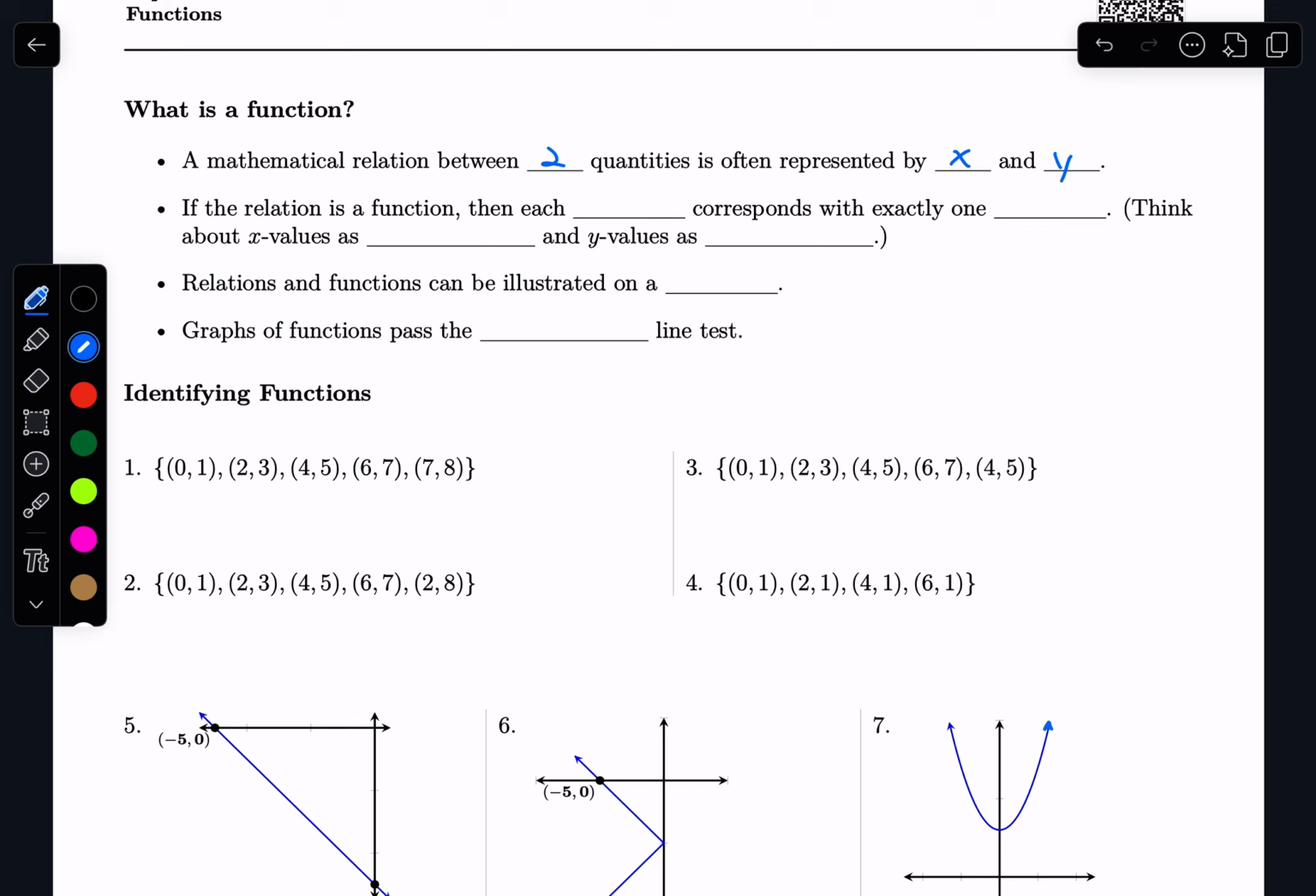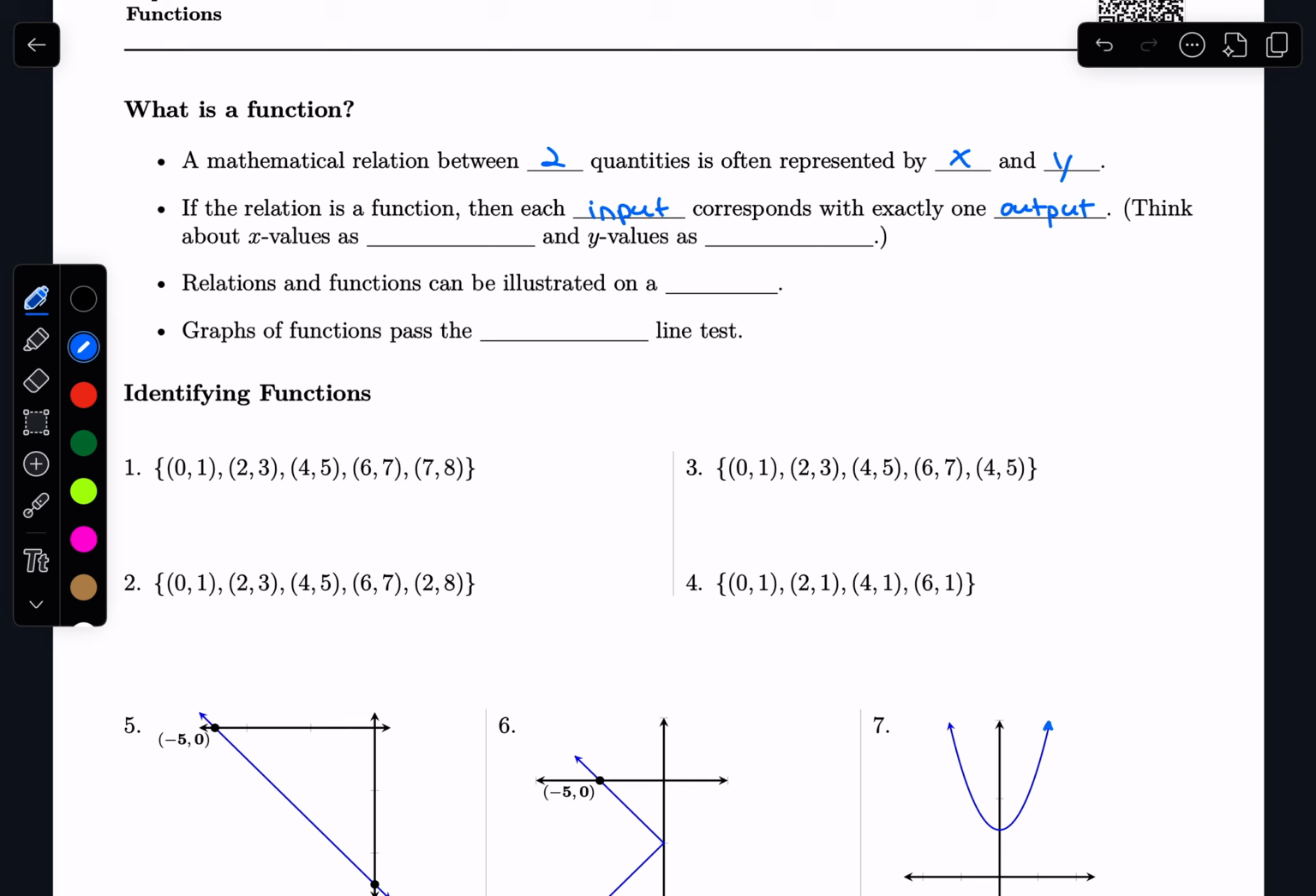And then we have one rule that comes along with it. So let's see what that is. If the relation, by the way, a relation is anything that inputs and outputs numbers or any objects, I suppose. But a function is a special type of relation, and that's what we're about to describe. So if the relation is a function, then each input corresponds with exactly one output.